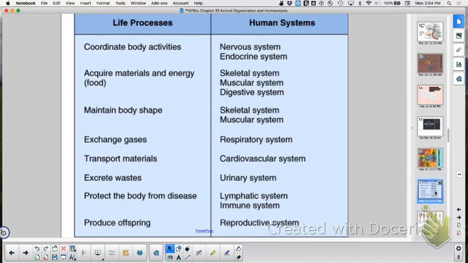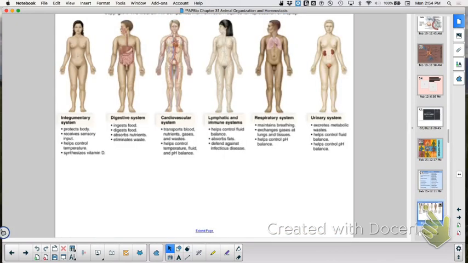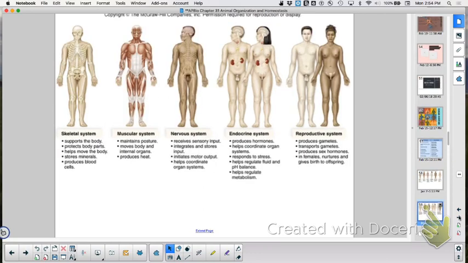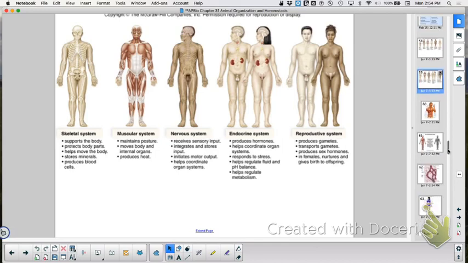And they have really good pictures in your book where they kind of just do little summaries under each one. Some of them have pictures where there are 2 people. Why do they have 2 people in the picture instead of just 1? Differences between what and what? Male and female. Yeah. So you can review each of those systems so you feel comfortable with them.